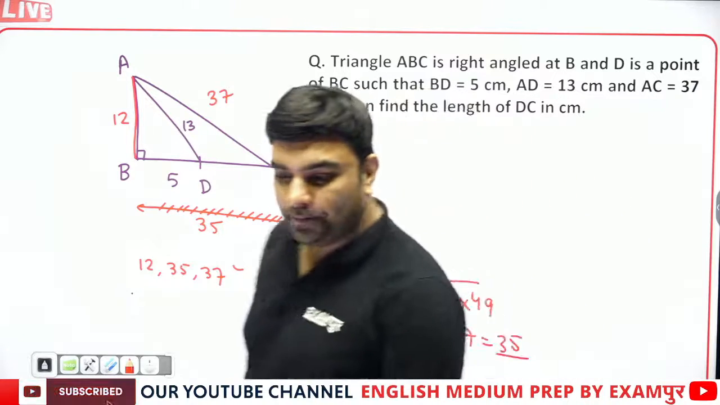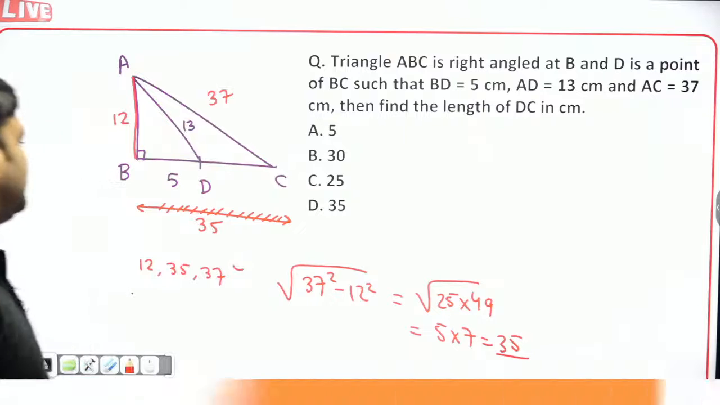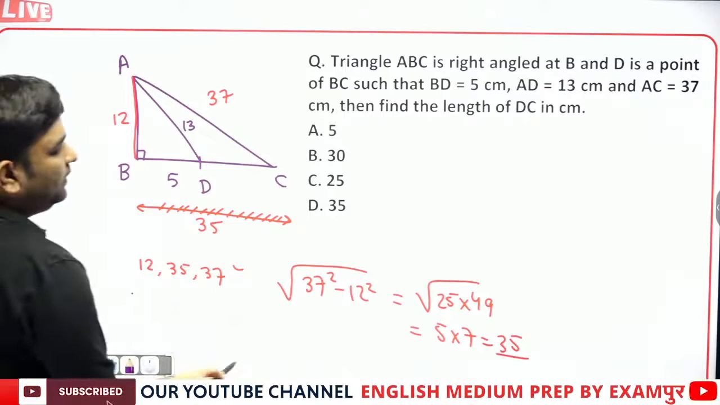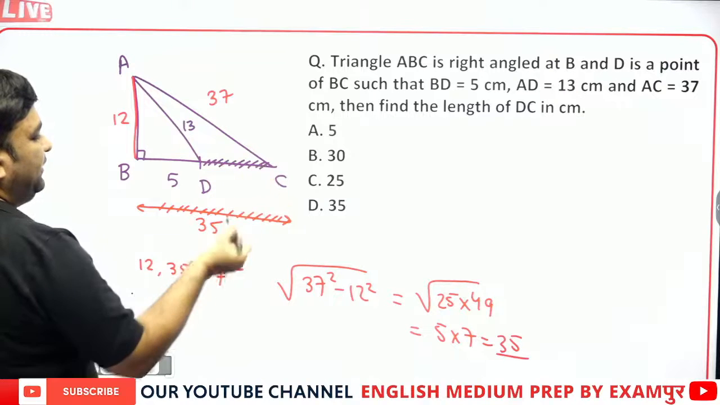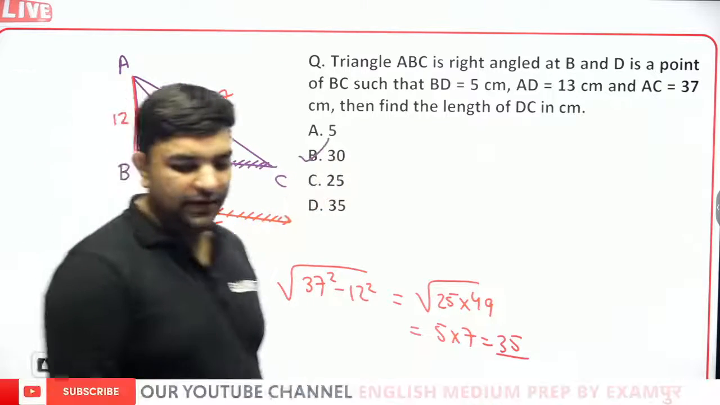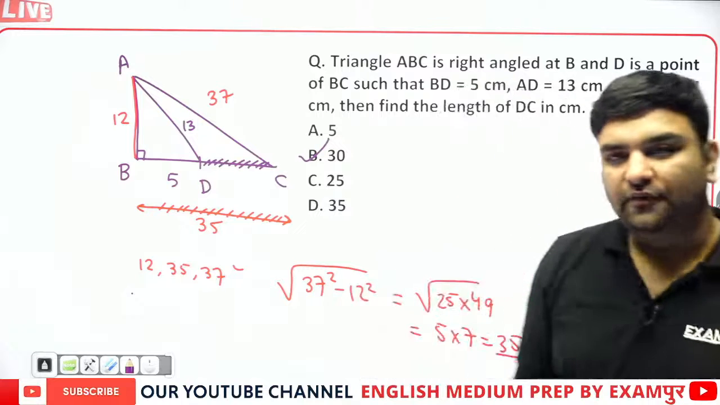Even if you don't know the triplet, finding the third side is damn easy. What is the length of DC? 35 minus 5, 30.